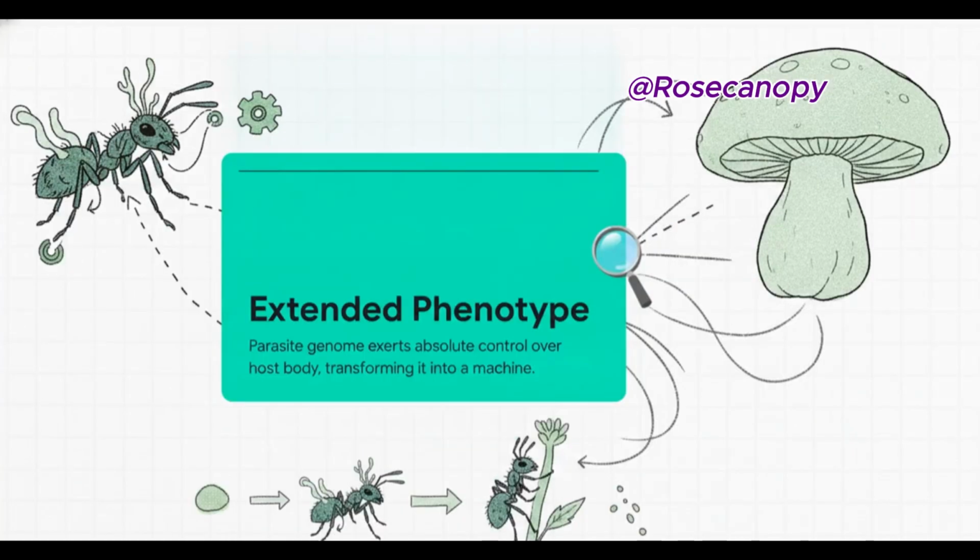Okay, let's dive into this. We need to start with a foundational concept called the extended phenotype. In evolutionary biology, this is a fascinating scenario where a parasite's genome exerts absolute control over the physical body of its host. The parasite doesn't just live inside the host. It literally transforms the host into a mechanical platform to complete its own life cycle. In our explainer today, the victim is the Camponotus carpenter ant. The Ophiocordyceps fungus turns this ant into a literal vehicle, completely puppeteering its biology for the fungus's own survival.